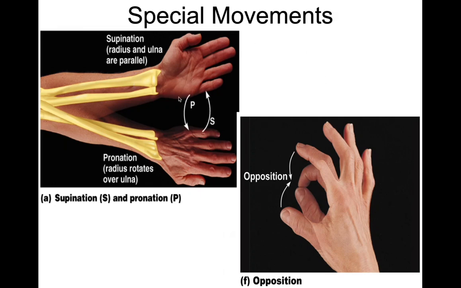Supination and pronation are at the forearm and wrist here. So supination, the radius and ulna are parallel. Some people like to think of it like carrying soup where the palms are up. Pronation rotates the radius over the ulna. The palms are down.